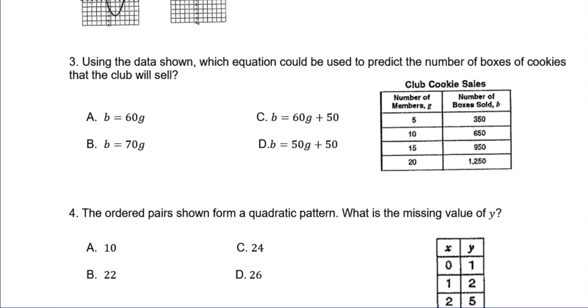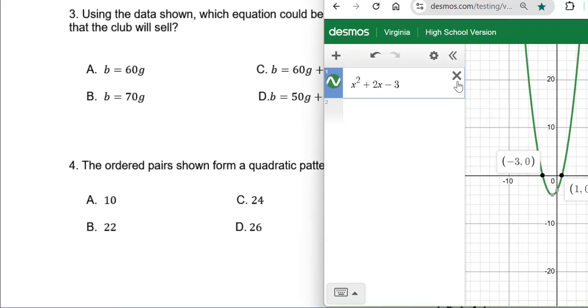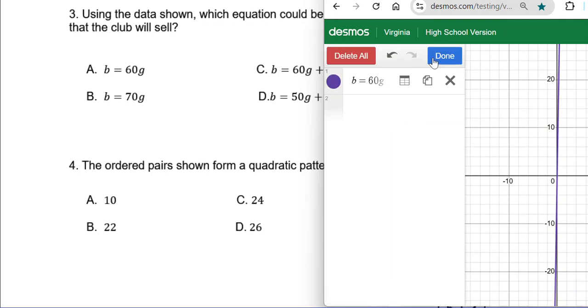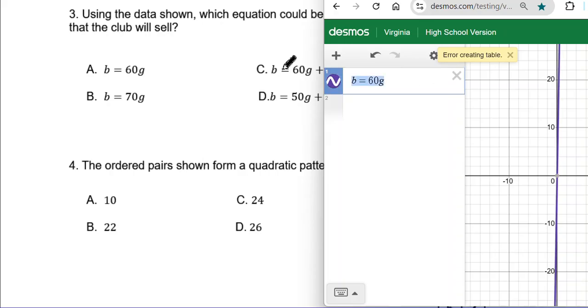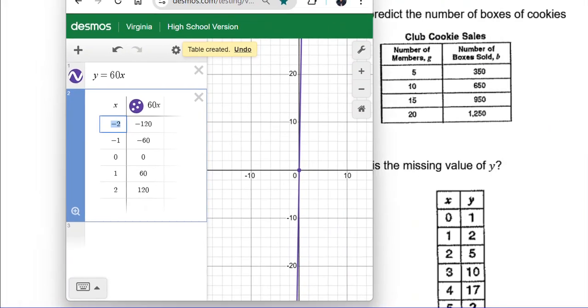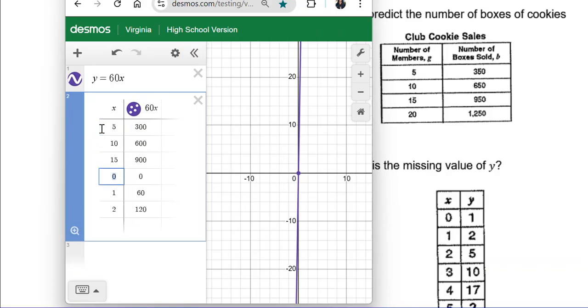Same thing here with these next two. We're just matching up the table. So I'll go ahead and plug them in. I think B and C would work. Yeah, so I'll go ahead and do that and then turn it into a table. Oh, I can't do that. Never mind. We're going to go ahead and put it as y. So I'll change it to y equals 60x, and then I guess I can turn it into a table. And we are looking for specific values, 5, 10, 15, 20. Take these off. And nope, that didn't match.